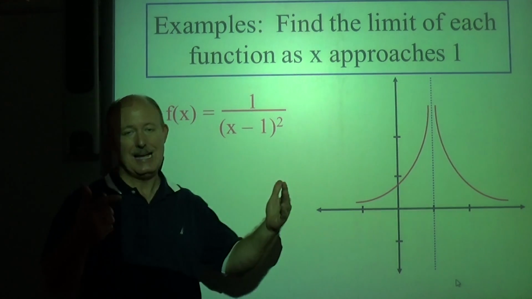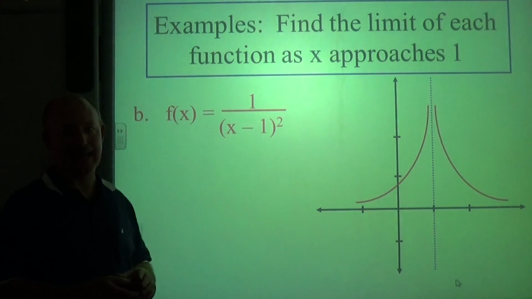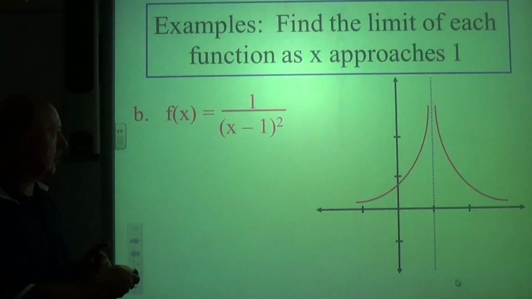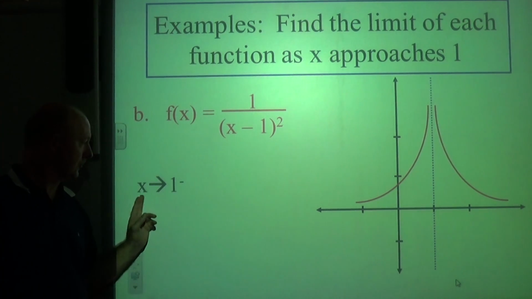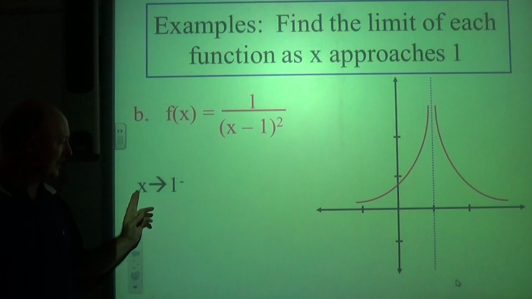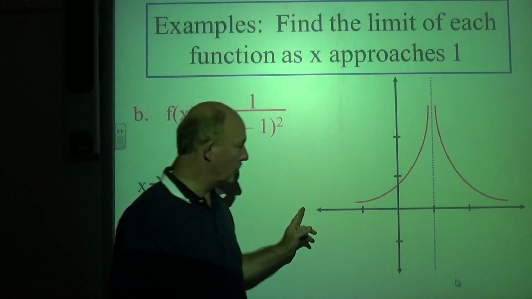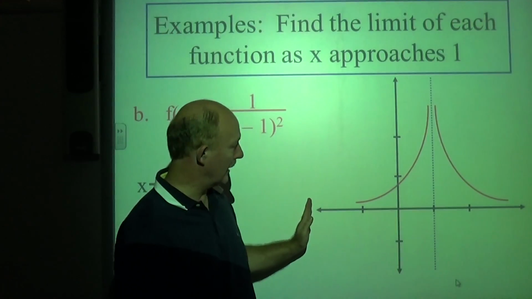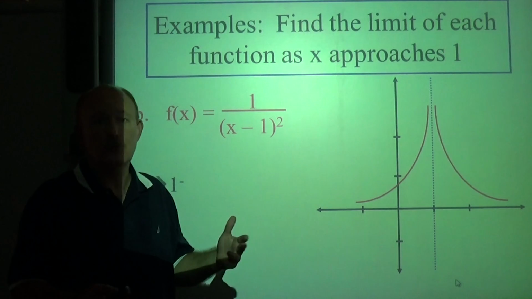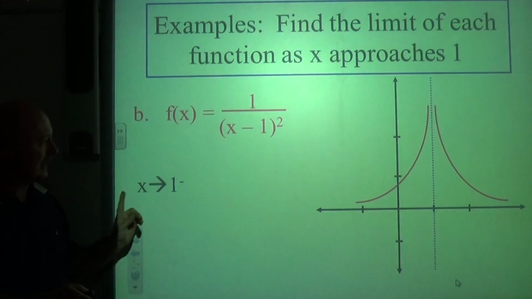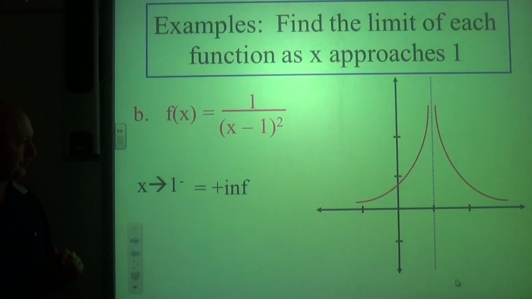So let's do the left-hand limit and the right-hand limit. These are simple to do, especially if you're looking at the graph like we are. Let's do the left-hand limit first. The limit as x approaches positive 1 from the left-hand direction: you can see the y value goes to positive infinity. So we say the limit as x approaches 1 from the left is positive infinity.